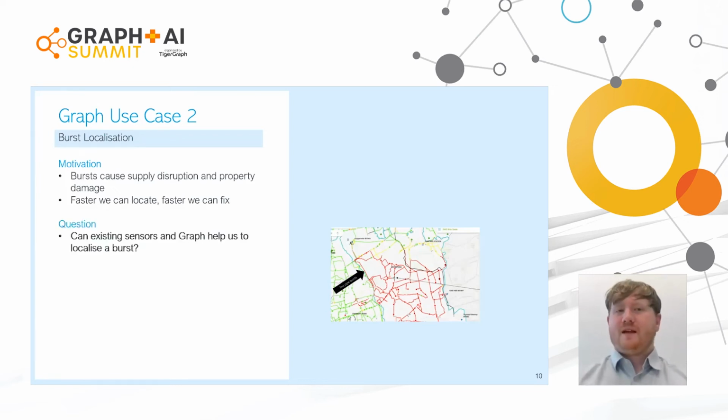And so that's the question. Can we use the existing sensors and use the knowledge that we have of the graph to help localize this burst to a smaller area, with still a high degree of confidence, so that we can locate the leaks faster?